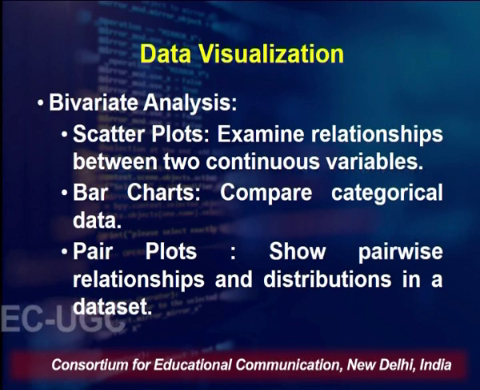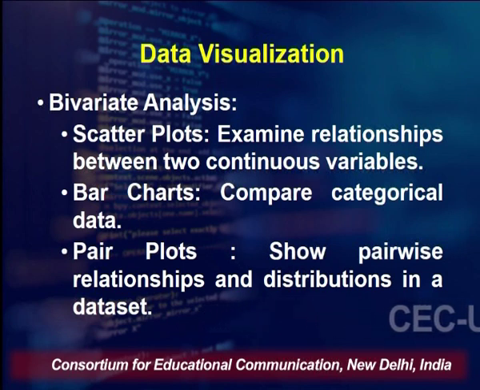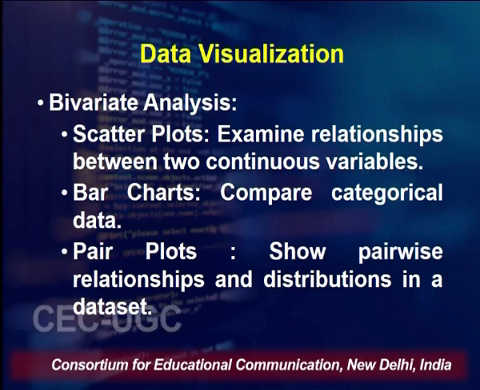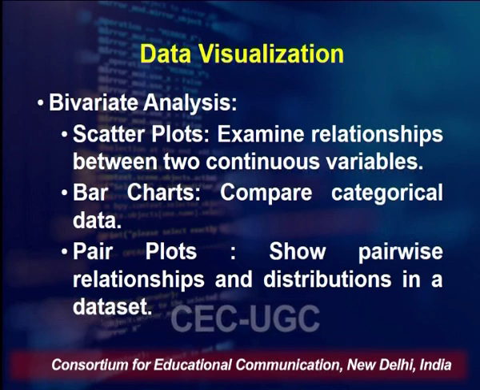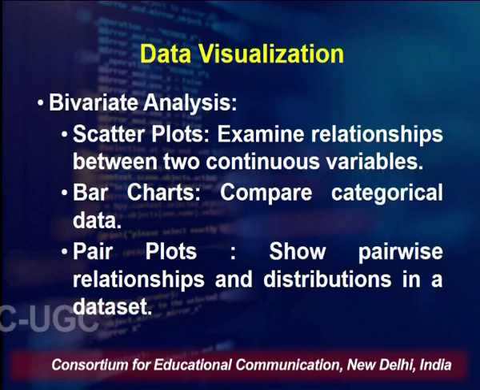Then in the case of bivariate analysis, where you are examining the relationship between two variables, you can have scatter plots, where you examine the relationship between two continuous variables. Bar charts are there where you compare categorical data, that is, two parallel bars are seen, and then you also have the pair plots where you show pairwise relationships and distributions in a data set.